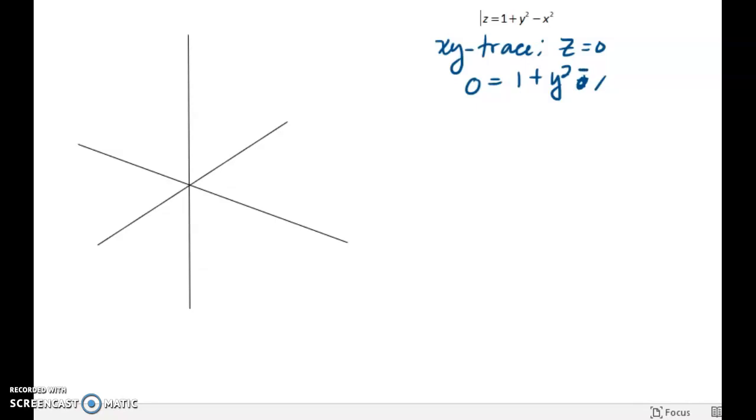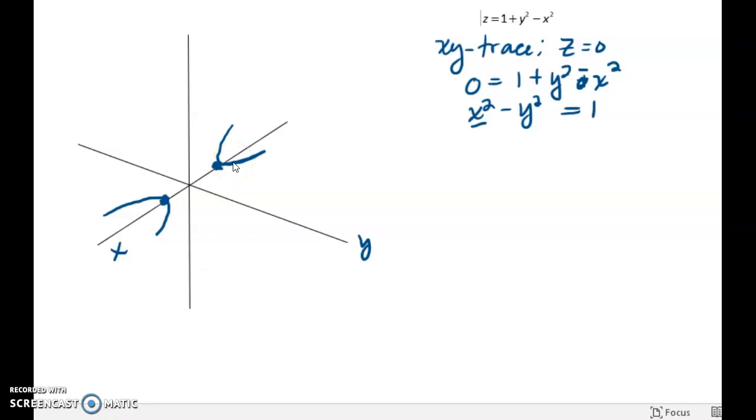Oops, that should be a minus. And I'm going to move things around to get x squared minus y squared equals 1. That is a hyperbola. It has x-intercepts. The x-intercepts are 1 and -1. It does not have y-intercepts, because if I let x be 0, I get negative y squared equals 1, which of course has imaginary solutions. So this hyperbola, one branch opens forward and the other backward.